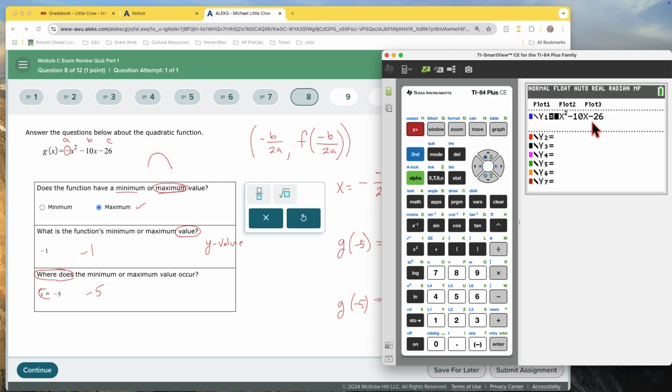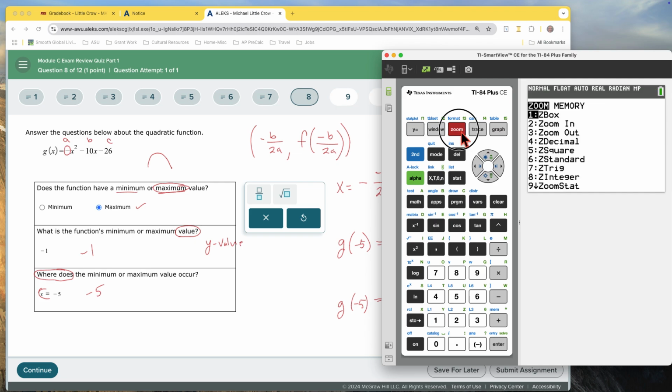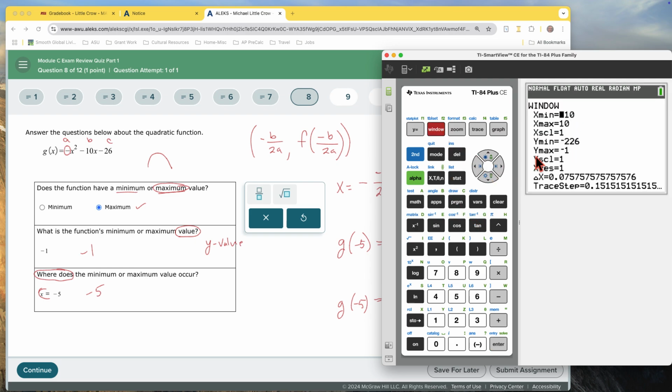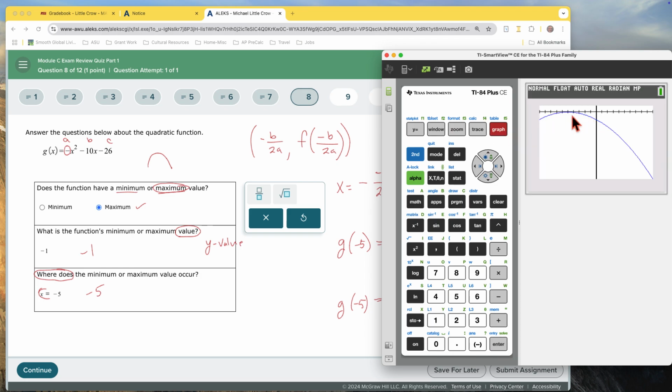I've already entered in the function, and I'll do a zoom. This time I'm going to do a zoom fit. There it is, fitting it, seeing it. I'm going to go to the window. Y max is -1. Let's make that positive 20, because I always like to see the x-axis. So watch when I graph it, it gives me a little bit bigger view, and I can see 1, 2, 3, 4, 5 at -5. But it's hard to see.